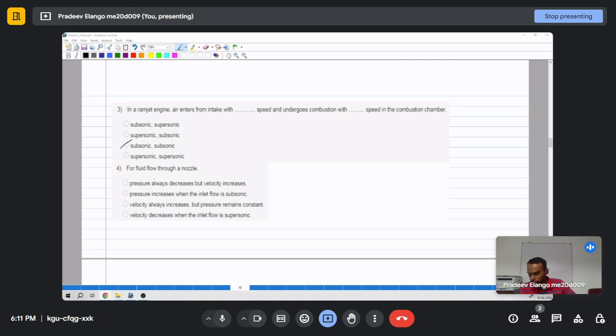For fluid through a nozzle, pressure always decreases but velocity increases. Pressure increases. Option is correct.